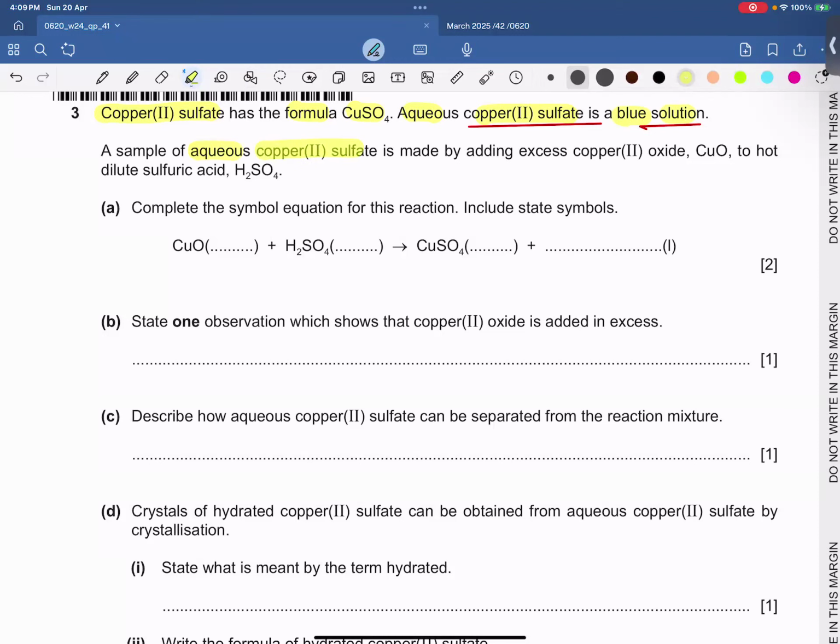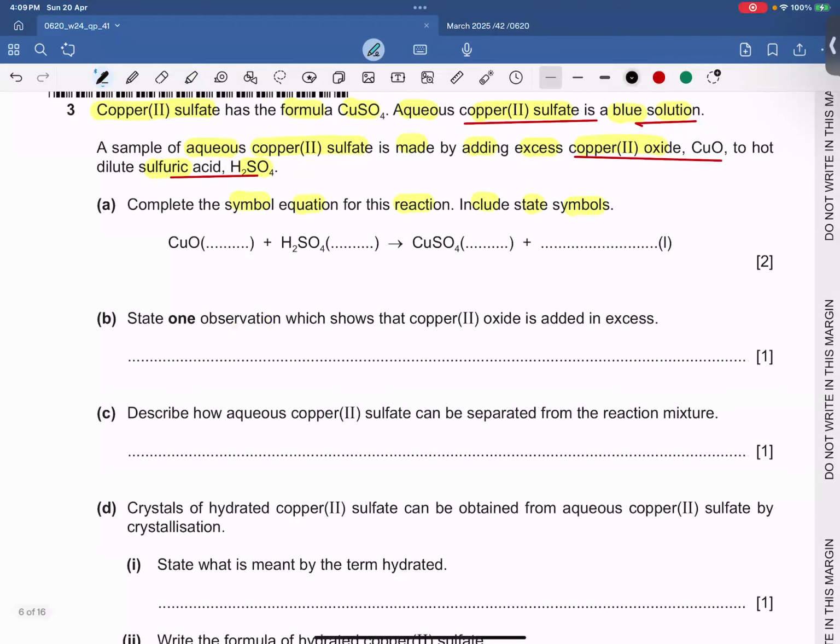A sample of aqueous copper 2 sulfate is made by adding excess copper 2 oxide to sulfuric acid. We did that preparation of salt in the class. Complete the symbol equation for this reaction, include state symbols. So copper oxide is solid. Sulfuric acid is aqueous. Copper sulfate is also aqueous because they are saying aqueous. And obviously water is formed, and water is always found in the liquid state at RTP, and that liquid state is already given.